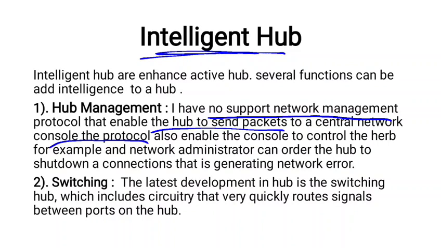For example, a network administrator can order the hub to shut down a connection that is generating network errors. Now first of all, in hub management, if any type of virus file is detected by the intelligent hub, it will give a notification to the admin who is directly using that computer system. Just like, for example, I am using my computer system and I have just installed that intelligent hub.